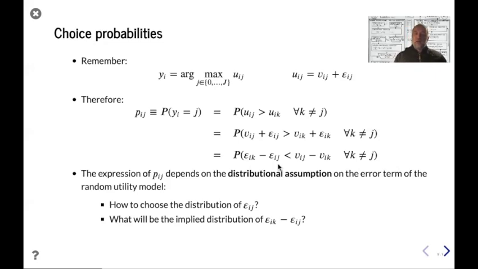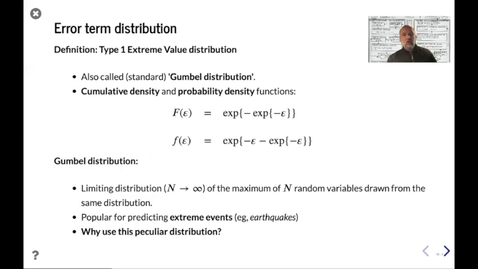So, one of the things that makes the logit model very attractive is that we get a closed form for this expression. The bottom line is that the probabilities depend on the distribution assumptions of the error term in this random utility model. The question is, how do we choose that epsilon distribution, and what would be the implied distribution of those differences? Now we talk about the type 1 extreme value distribution, sometimes also called the Gumbel distribution.